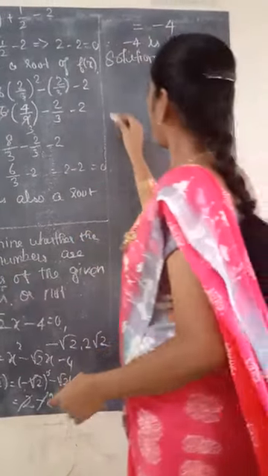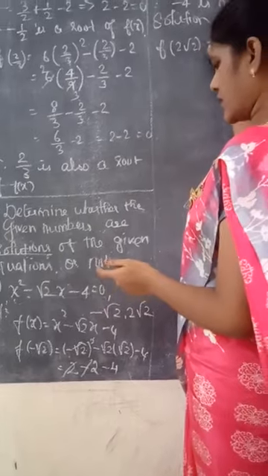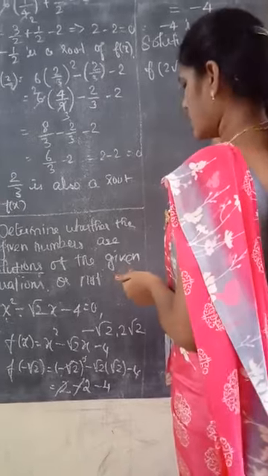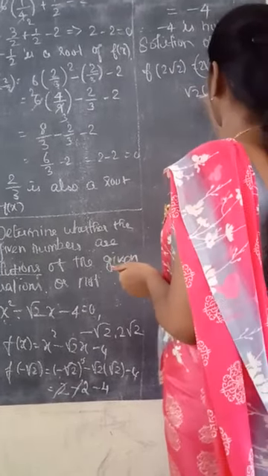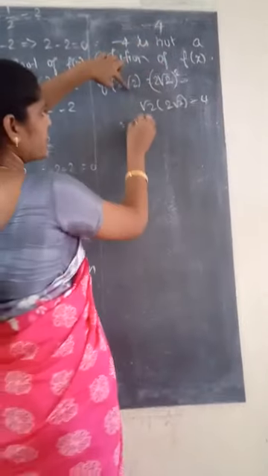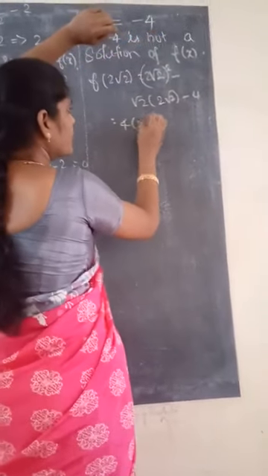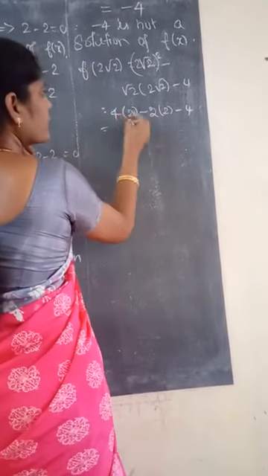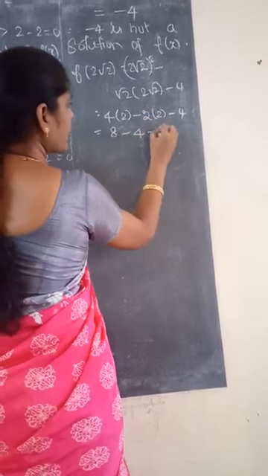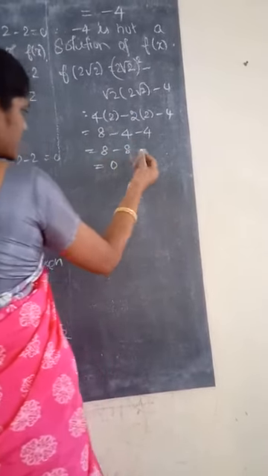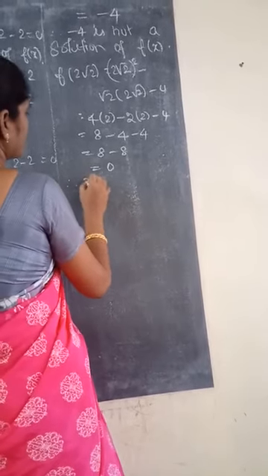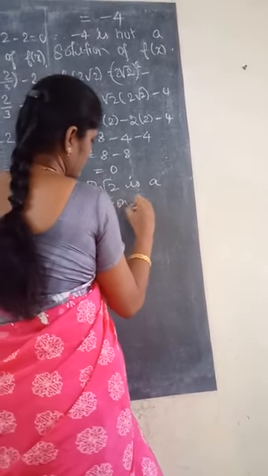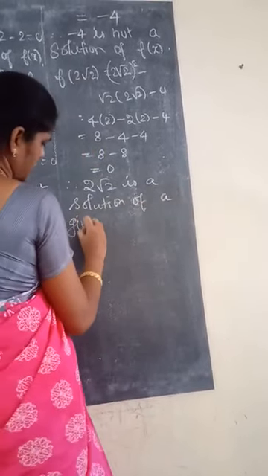Next 2 root 2. So f of 2 root 2 equal to 2 root 2 the whole square minus root 2 into 2 root 2 minus 4. Next 2 square is 4, root 2 into root 2 is 2, minus root 2 into 2 root 2 is 2 into 2 minus 4. 4 2s are 8, 2 2s are 4, minus 4. So 8 minus 8 equal to 0. So therefore 2 root 2 is a solution of the given quadratic equation.